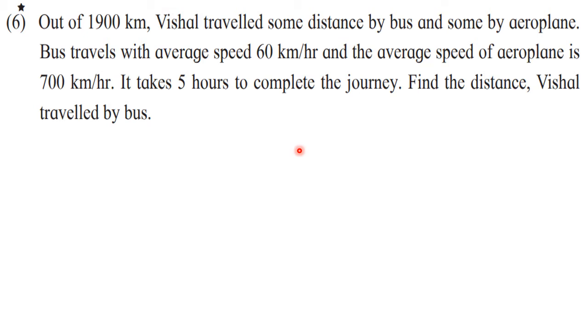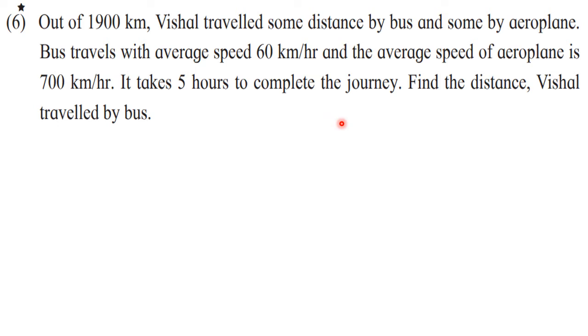Now how to solve it? You will find here that the time is given. It takes 5 hours to complete the journey. That means here time is given. So the formula for time we are going to use here. Okay, so the formula for time is distance upon speed. Okay, that is very clear. So now let us see how to solve it.